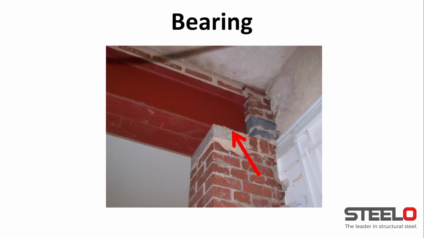Bearing, when it comes to steelwork, normally means the fact that steelwork is lying on something. So let's say here on the photo we could say that this beam has a 200 millimeter bearing on the brickwork. So it means it lies 200 millimeters onto this brick pier.